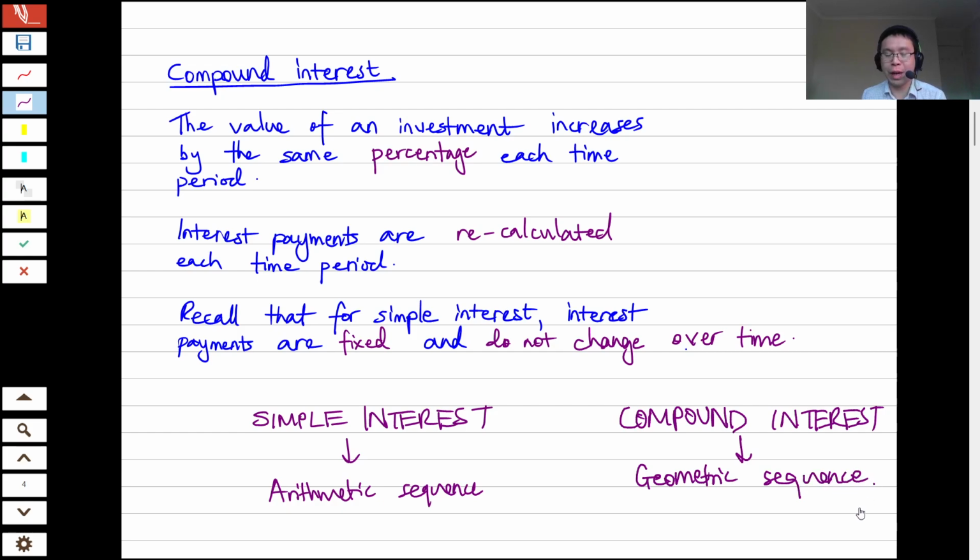One of the things that I've found when marking tests over the years is when students are still learning the difference between these two types of interest, they tend to use the wrong sequence. So in this exercise, you should only be using a geometric sequence. You should not be using an arithmetic sequence. So just keep that in mind.